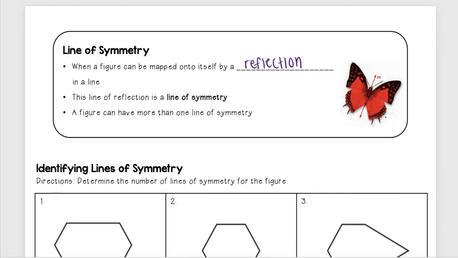So for example, we see in this butterfly, line M is the line of symmetry, because if I fold that butterfly where that line is, they match up. They are congruent to each other. So those are lines of symmetry.